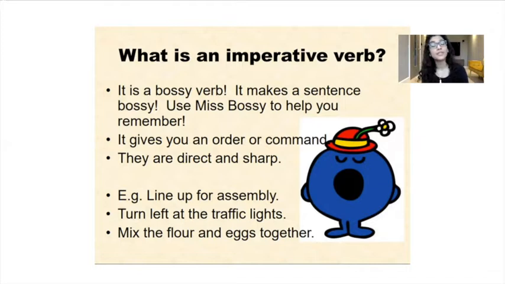So we're going to use Miss Bossy to help us remember. It gives you an order or a command, and they are direct and they are sharp. So they get straight to the point. For example, an imperative verb would be line up, and the sentence is line up for assembly. Another example of an imperative verb in a sentence is turn left at the traffic light. And the final example that we can use is mix the flour and eggs together.